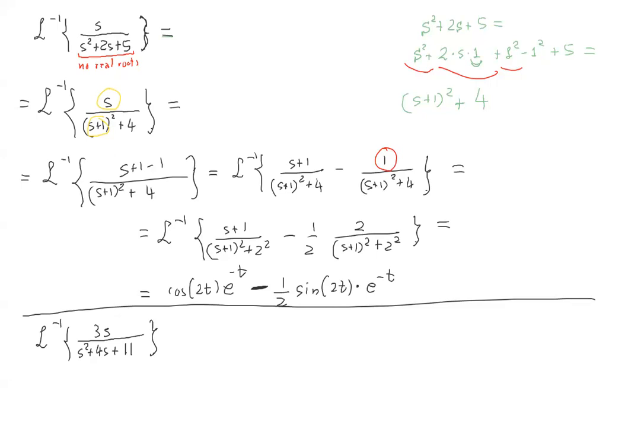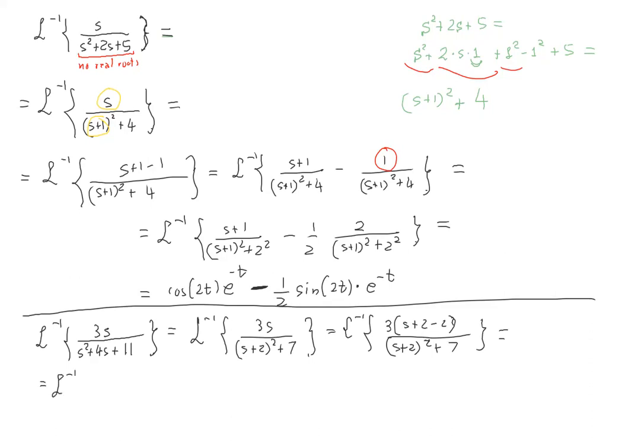Okay, so when we complete the square here, what do we get? We get (s plus 2) squared plus 7, right? Do we all agree? So how do we transform this? Now you want to create an s plus 2, right? This is where things can get interesting. That's why I put this 3, because you have to do it inside the parentheses, s plus 2 minus 2 over (s plus 2) squared plus 7.